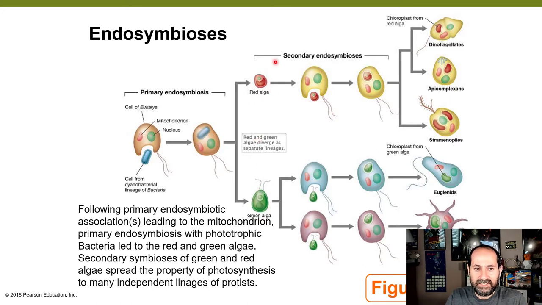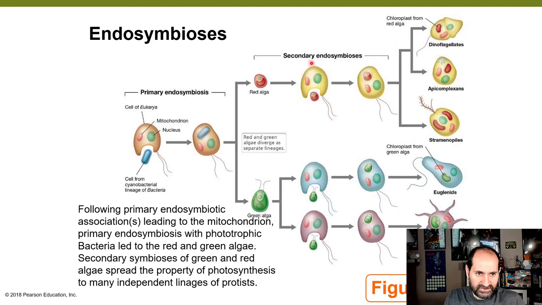Then, this is the weird part, there was a secondary endosymbiotic event where the red algae was then taken up. Now, keep in mind, red algae is a eukaryotic creature. The red algae was actually engulfed by another eukaryote. So you've got a eukaryote engulfing another eukaryote and then living inside. And this ultimately resulted in some of the current day protists. These are the Stramenopiles. We're going to talk about Stramenopiles, Apicomplexans, and the Dinoflagellates. We're going to be talking about these later in this chapter. And you can see that these organisms have in them a chloroplast from the red algae.